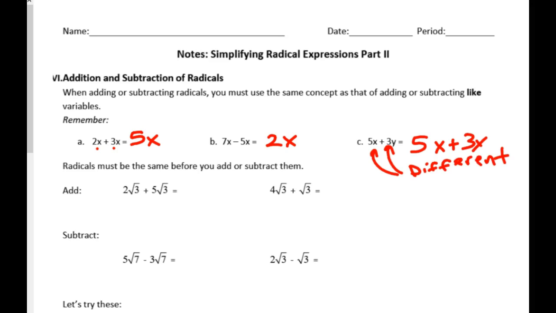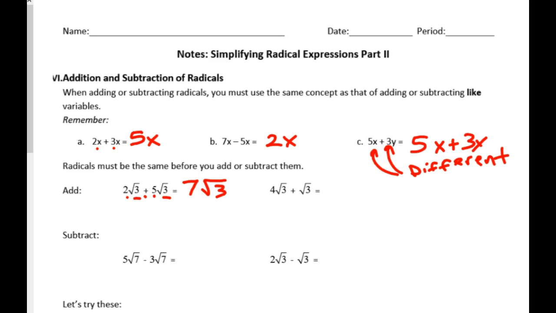So, let's add square roots the same way we add variables. 2 square root of 3, 5 square root of 3, 2 plus 5 is what? 7, and the square root is going to stay the same. Please do not add the square roots. You're only adding the coefficients. You're only subtracting the coefficients out front, okay?